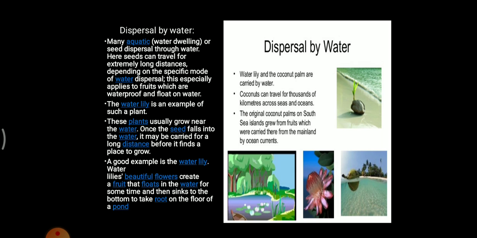Depending on the specific mode of water, this especially applies to fruits which are waterproof and float on water. This dispersal by water can only happen when the seeds are waterproof. Only then will the seeds travel from one place to another, travel a certain distance, and grow. Some examples of dispersal by water are the coconut plant and the lily plant.